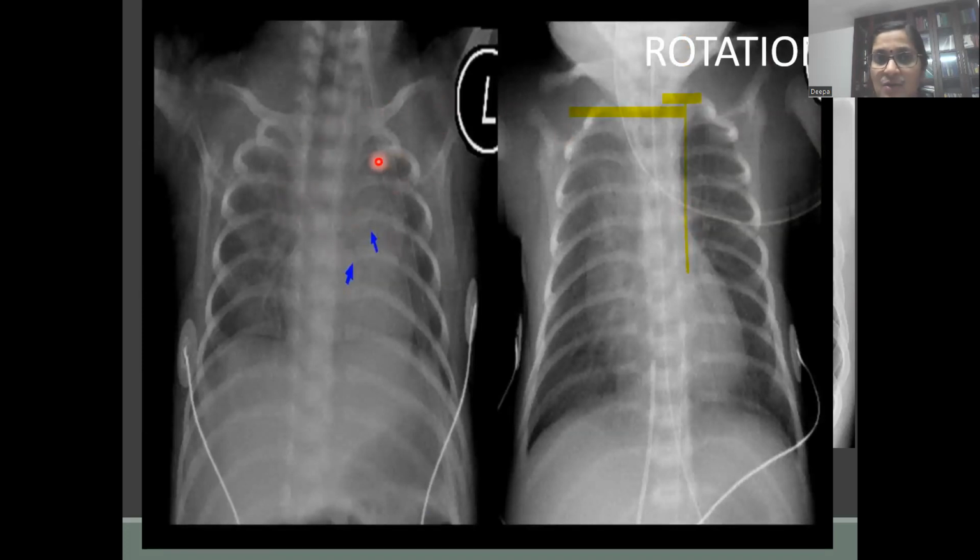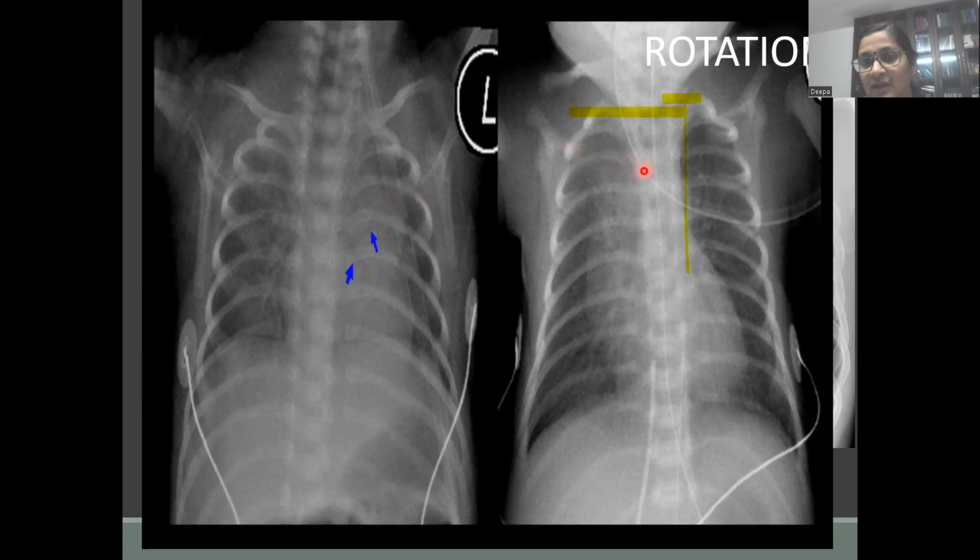Whereas, if you look at the X-ray on the left, you see that the clavicles are not equidistant from the midline. And you see there is asymmetry in the hemithorax, and on one side the ribs are longer than the other side. So this is an X-ray which is rotated to the left. How do you know it is rotated to the left? One point of importance is that on whichever side the rib is longer, the X-ray will be rotated to that side.